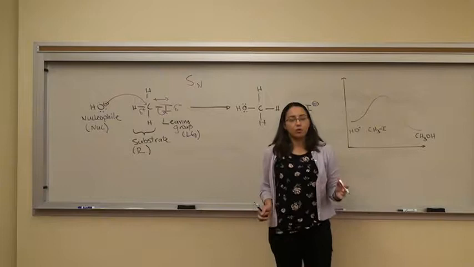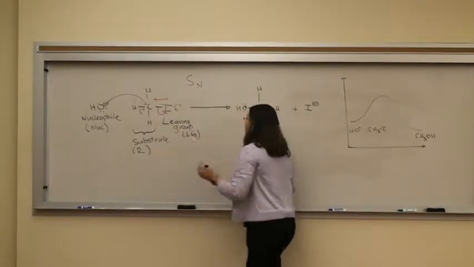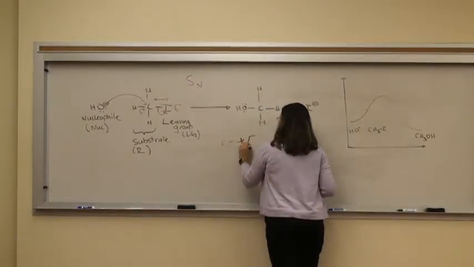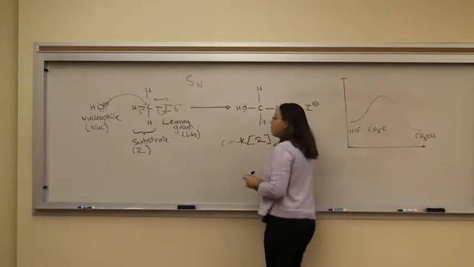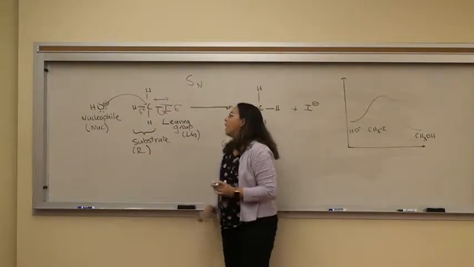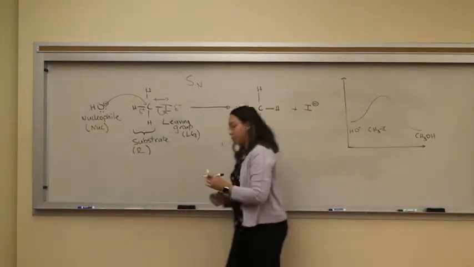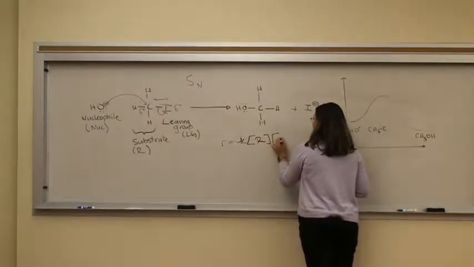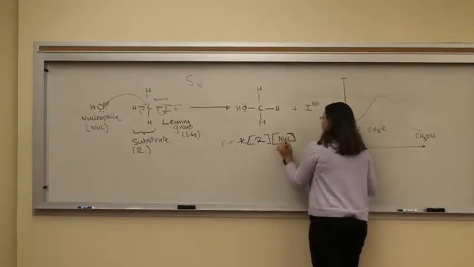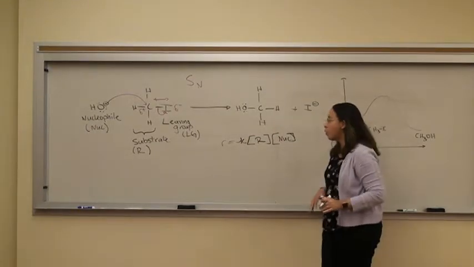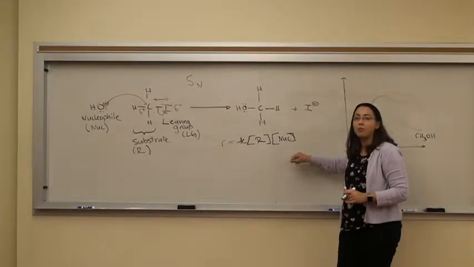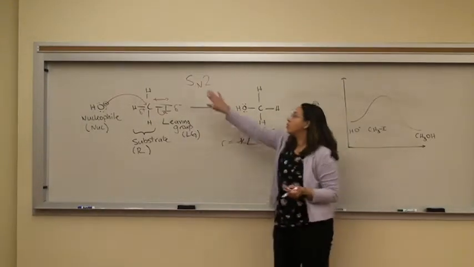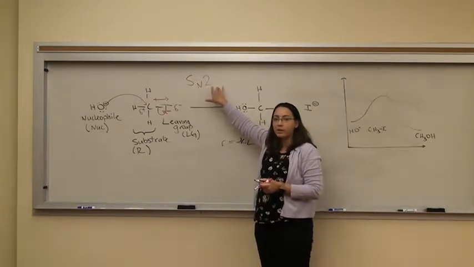When you study the rates of reactions, if you double the amount of the substrate, the reaction is twice as fast. And I am calling the substrate R for now. If you double the concentration of the nucleophile, the rate also doubles. Because the rate of reaction depends both on the substrate and on the nucleophile, this reaction is called a bimolecular reaction, or in Spanish, sustitución nucleofílica bimolecular.